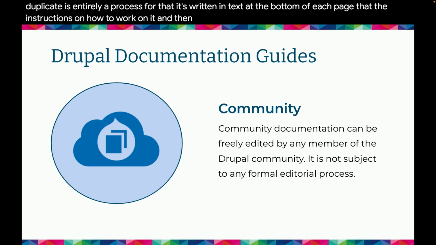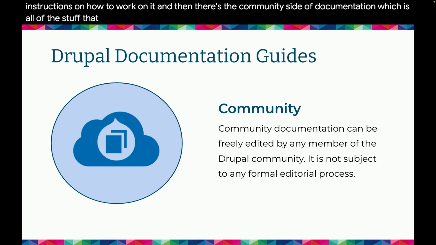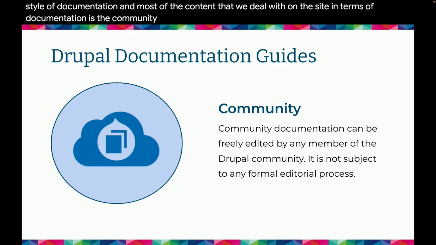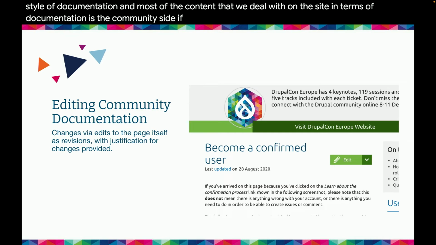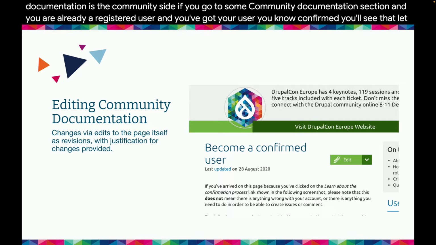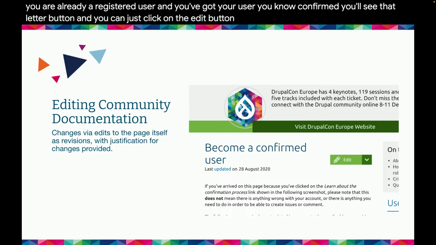And then there's the community side of documentation, which is all of the stuff that we can easily update and easily keep in process. This is the wiki style of documentation, and most of the content that we deal with on the site in terms of documentation is the community side. If you go to some community documentation section and you are already a registered user and you've got your user confirmed, you'll see a little edit button, and you can just click on the edit button and go and make changes.